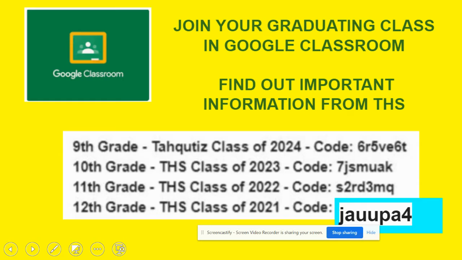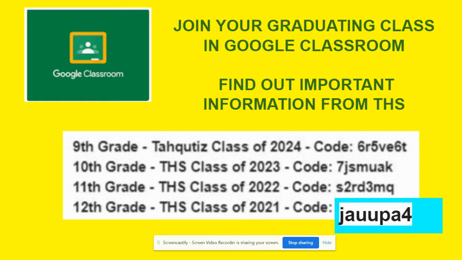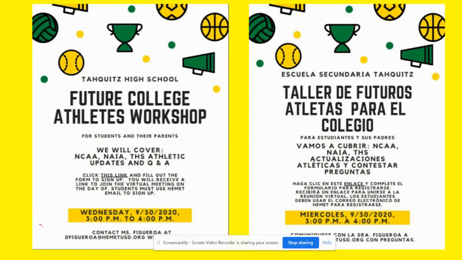Okay, so it's important that seniors get information. October is going to be college kickoff month. So I want to make sure that you are joined in your Google Classroom for your graduating class, 12th grade, class of 2021. Okay, so if you can write down the code, it's in blue, JAUUPA4. And then I'll show you what you need to do.